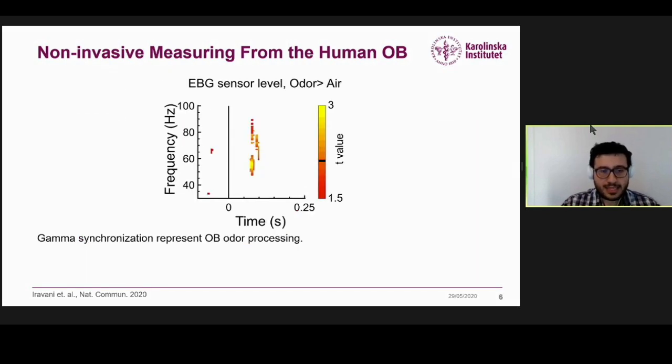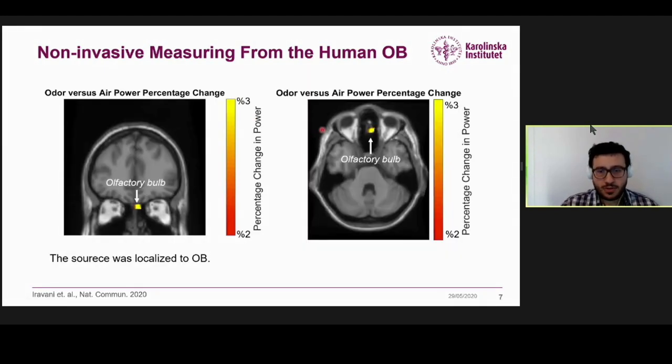Using our method, when we assess the time frequency response, we found results similar to that of animal literature and intracranial data. On this graph here, the horizontal axis is time and the vertical axis is frequency. And the power of the oscillations is color-coded. So shortly after the odor onset, we see a gamma synchronization that is induced by odor, but not air. Later on, using a source reconstruction method, we could localize this synchronization onto the olfactory bulb.